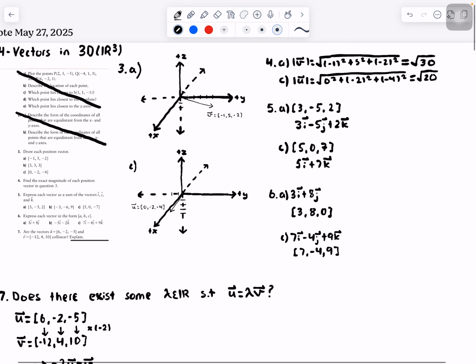Okay, moving on to 6. Express each vector in the form (a, b, c). So now we're doing the reverse process. We have it expressed as a linear combination of i, j, and k. And we're now re-expressing it in its compact Cartesian form.